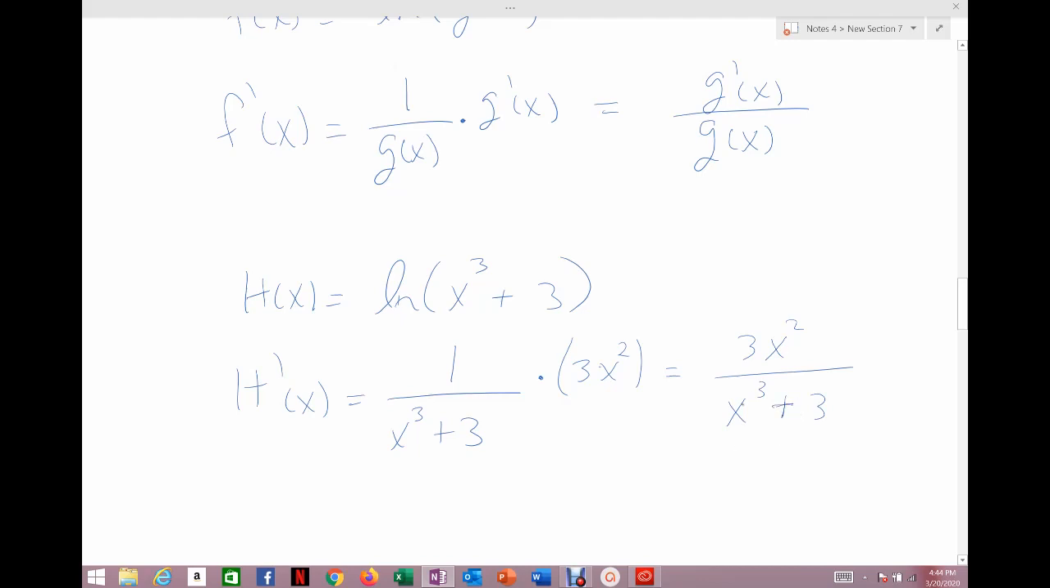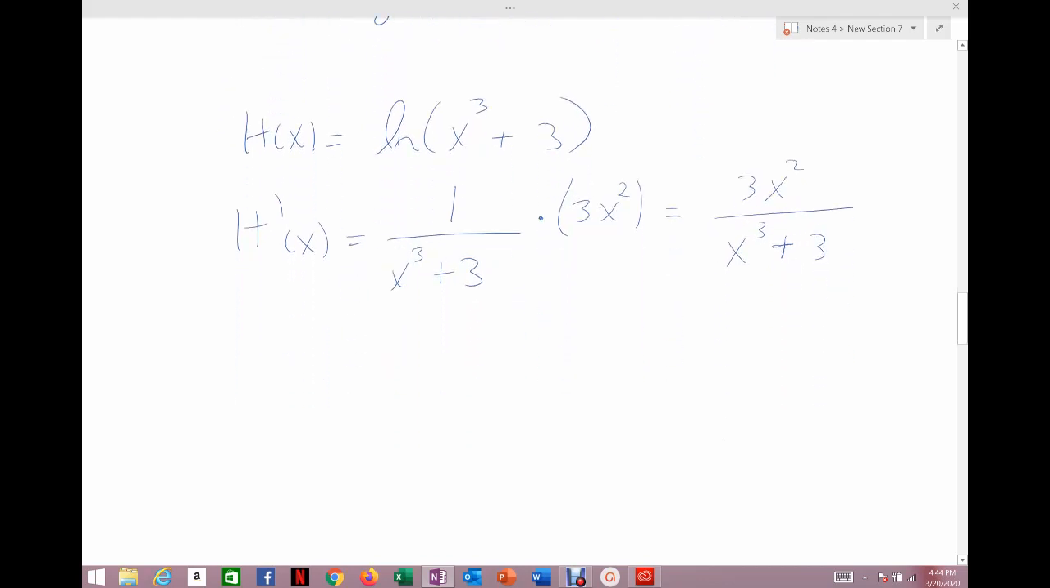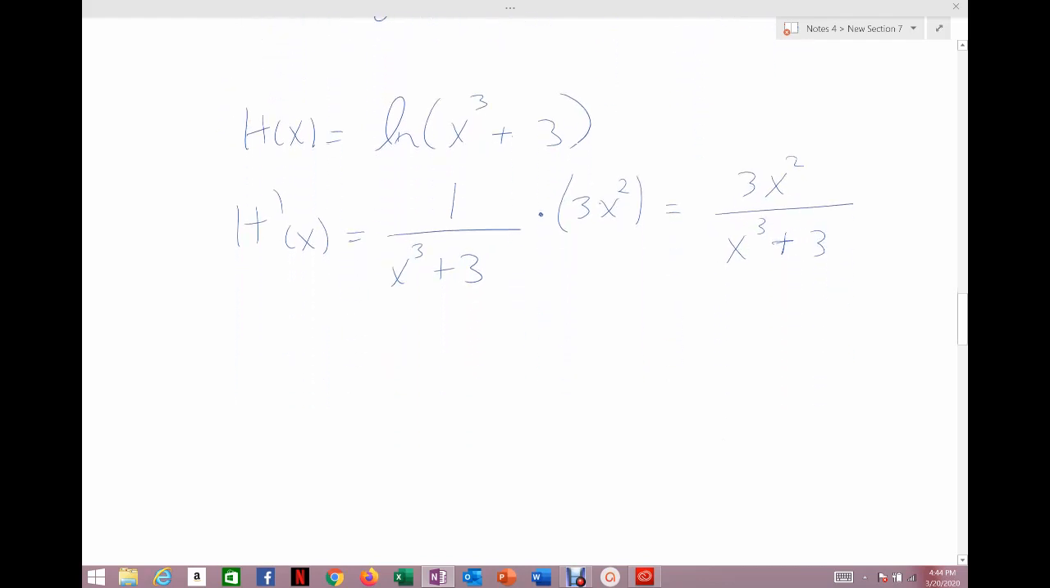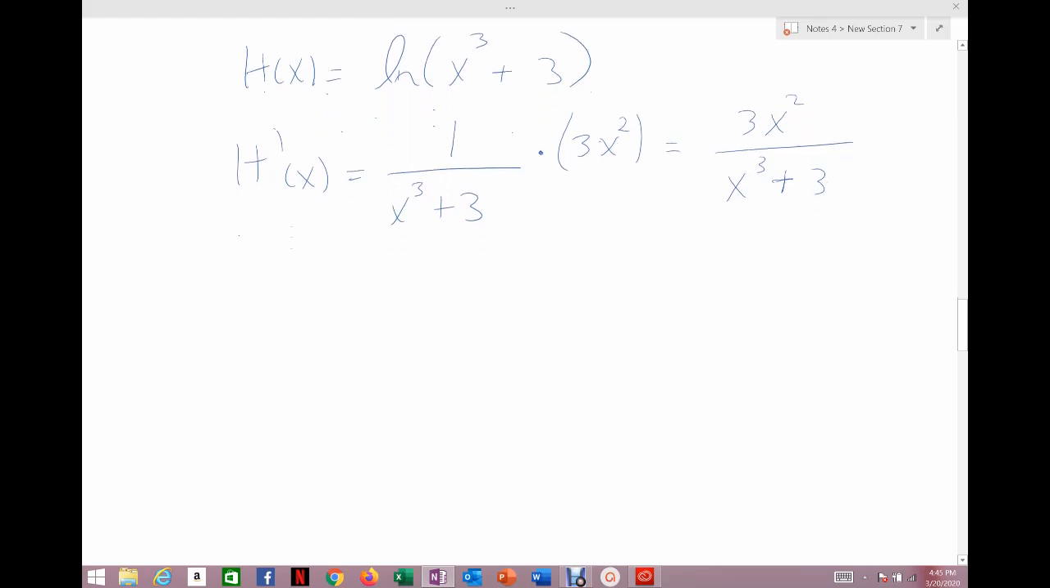You can't cancel the x's, don't do it. All right, that is the derivative of h of x. You're done. So this is the function inside, and this is its derivative, right? So in the denominator is the function, and the numerator is the derivative of that function. All right, so let's do another example.